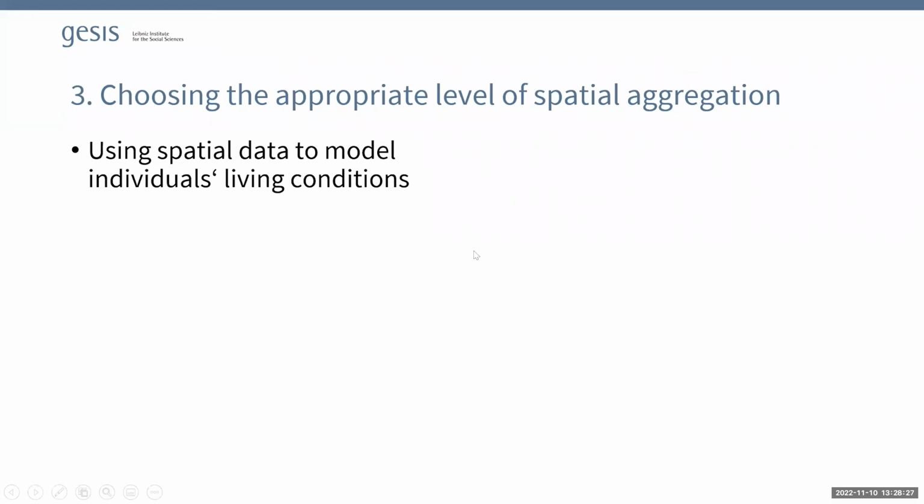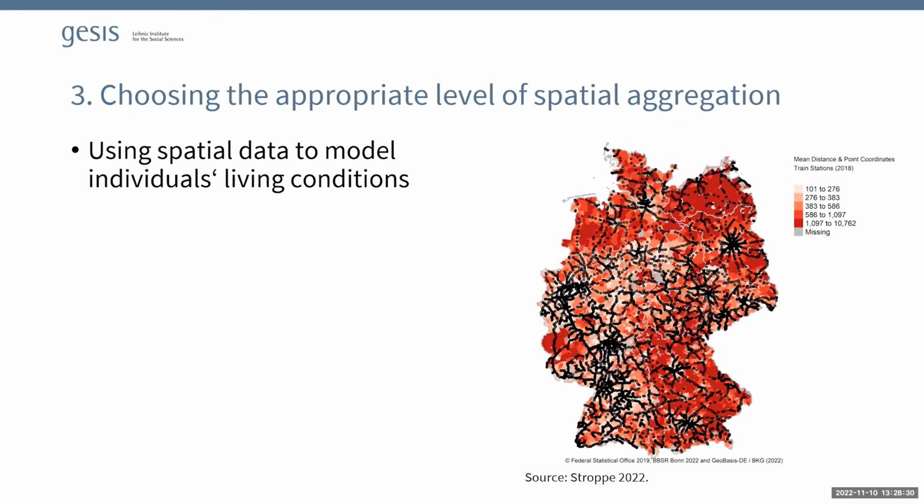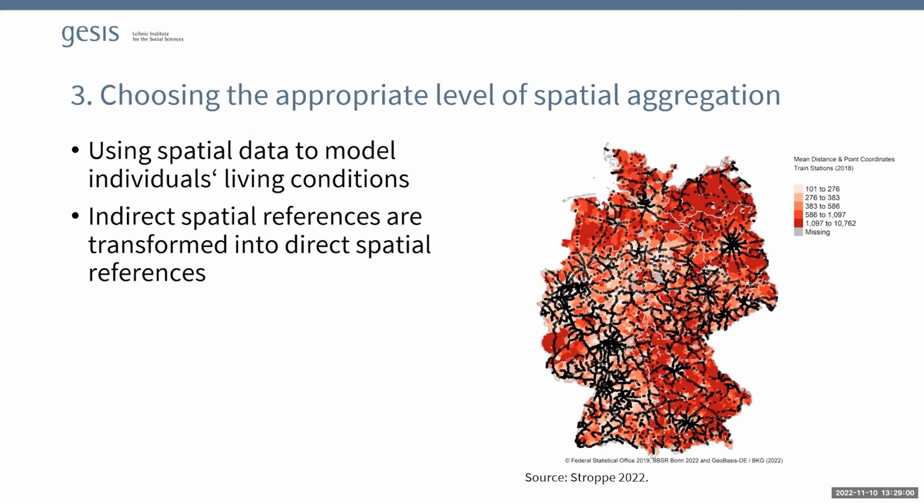So for instance, my brilliant colleague Anne Stroppe has prepared this very nice map where you see how the quality of access to railway infrastructure is in Germany, where the small black bullets are the train stations, and the color of the map represents the distance, the average distance to the railway station at your municipality. So this combines very fine-grained information about infrastructure with more or less aggregated information about the quality of access. And georeferencing means for surveys that you transform the indirect spatial references that you have, zip codes, addresses, codes of the municipality, into direct spatial references.